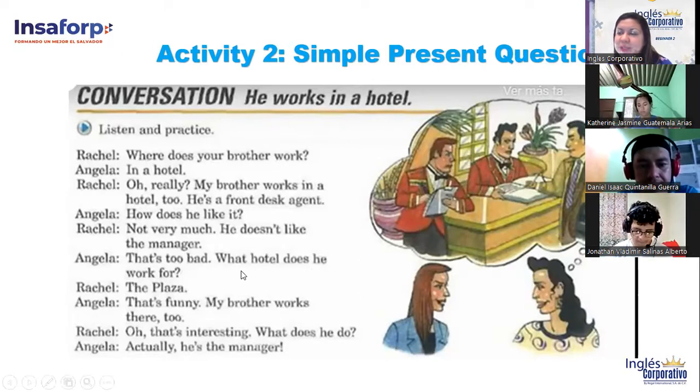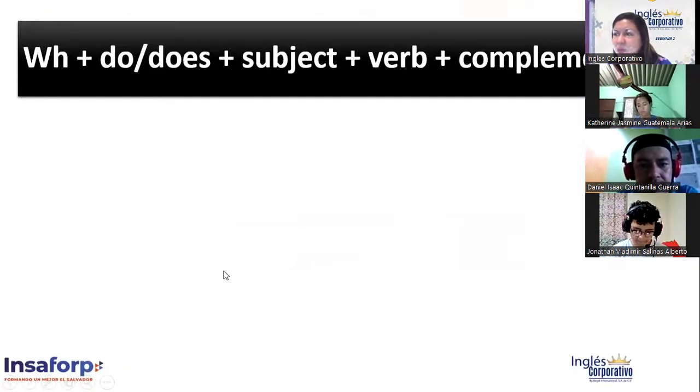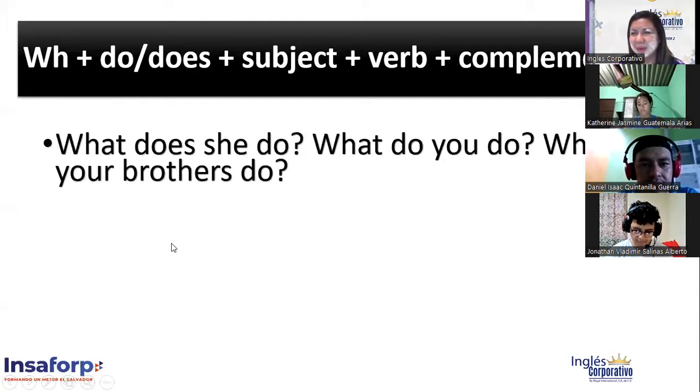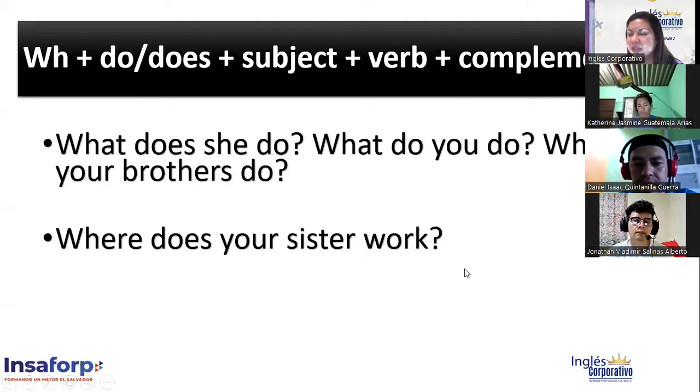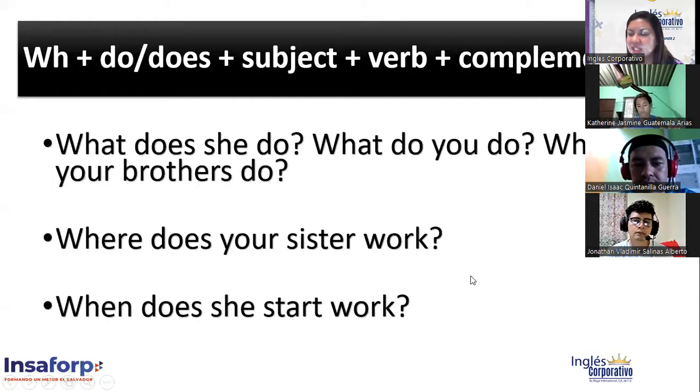What I want you to do in this moment is that I will send you into rooms and you are going to talk about one person in your family or friend, and you are going to ask questions about that person. For example, your sister, your brother, your mother, your father, your husband or your wife, or your girlfriend or boyfriend. What does she do or what does he do? What do you do or what do your brothers do? Okay, where does your sister work?